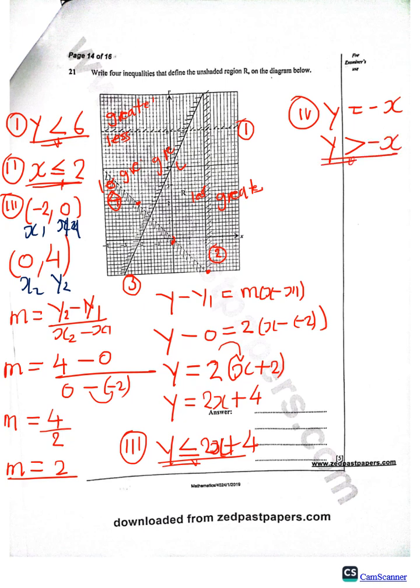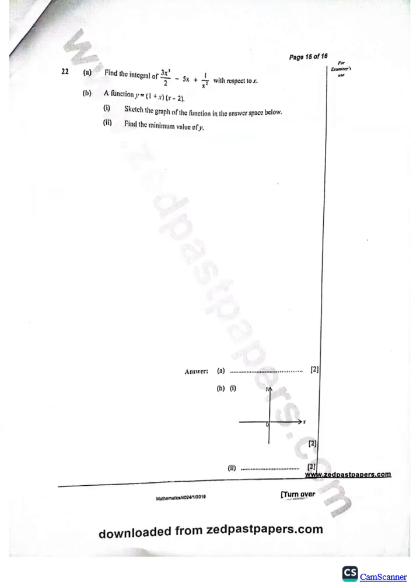So since it is in dotted form, this is how we can find the inequalities. Okay, now let's move on to question 2. Question 2 is: find the integral of 3x cubed over 2 minus 5x plus 1 over x squared with respect to x. So we are trying to find the antiderivative, or we are trying to integrate. So let's write our problem.